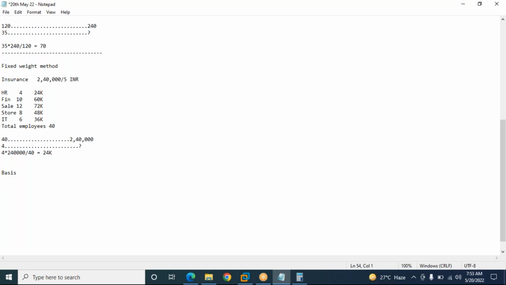Now if it is a basis, take the example of sales. I have a company in Hyderabad. In Hyderabad, I have 4 branches. One is in Dilshuk Nagar, another one is in Amirpet, one more is in Kukatpalli, and another one is in Chandanagar. There are 4 branches.